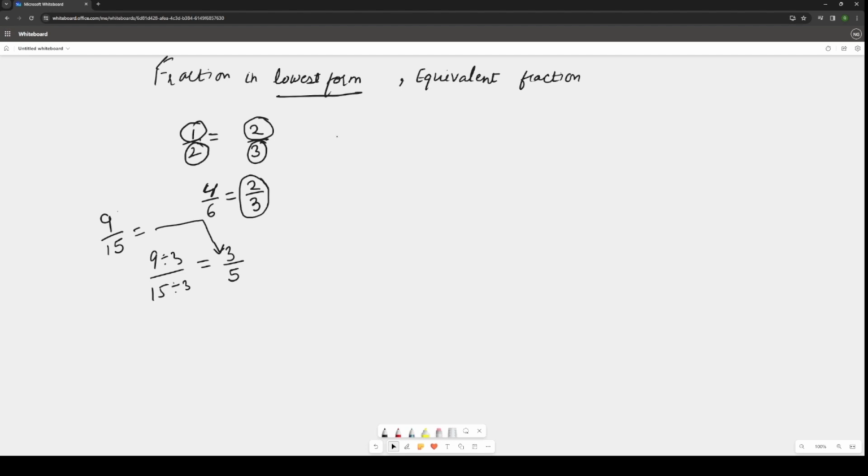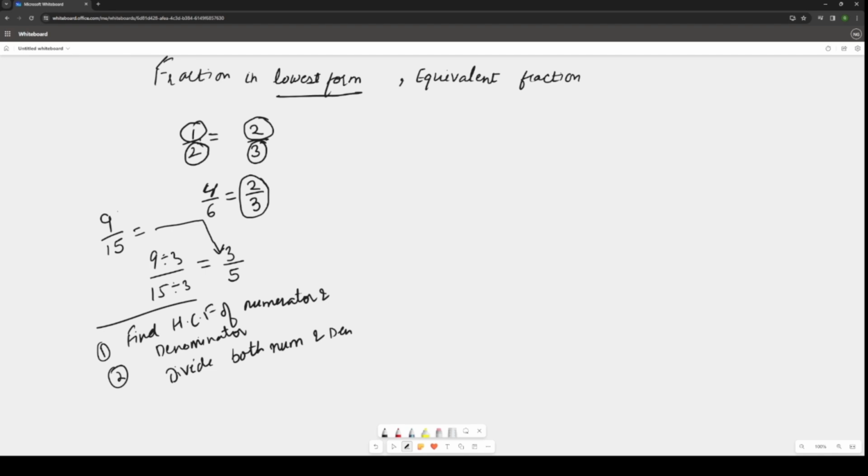What you have to do, you will have to just find the common factor, that is HCF or the highest common factor, and divide the numerator and denominator by that number. So find HCF of numerator and denominator. Okay, this is the first step to do, and the second would be divide both numerator and denominator by HCF. Okay, so ये steps हम लोगों ने करने हैं to convert a fraction into its lowest form.